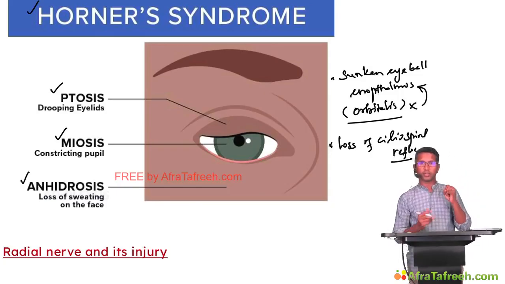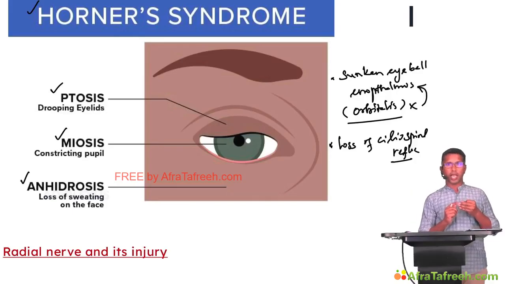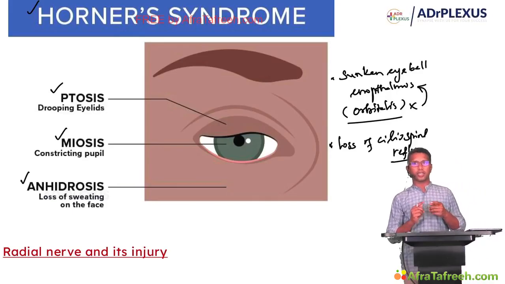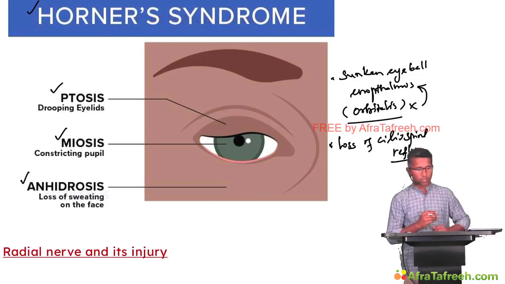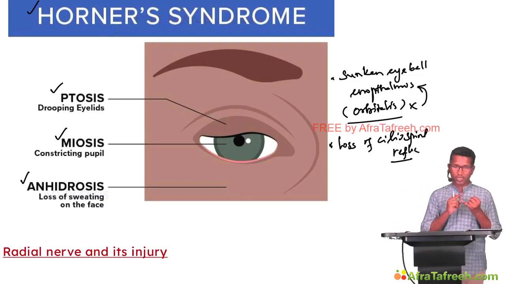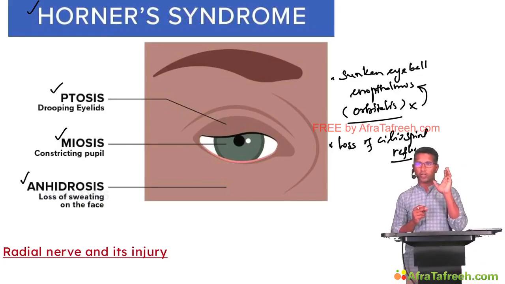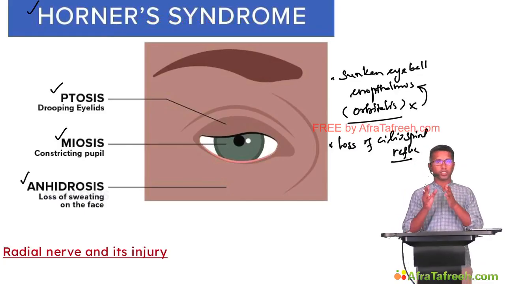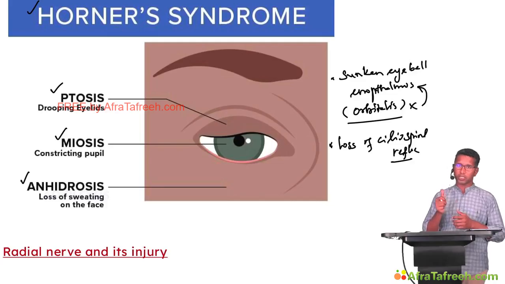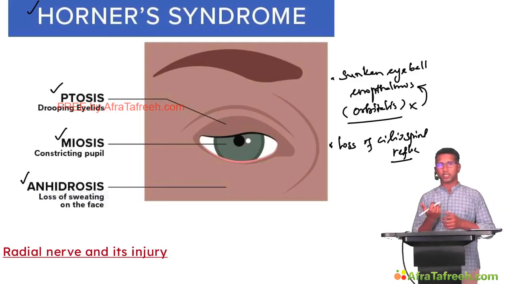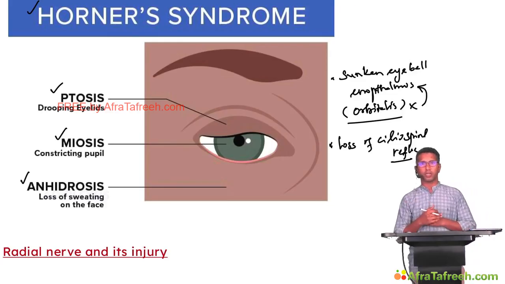So a patient with ptosis, miosis, anhidrosis and enophthalmos with loss of the ciliospinal reflex, the diagnosis stands in front of your eyes, that is Horner syndrome. So whenever a patient has clumsiness of the hand, clawing of the hand with Horner syndrome, the diagnosis is Klumpke's paralysis. Klumpke's paralysis is due to involvement of the lower trunk of the brachial plexus.